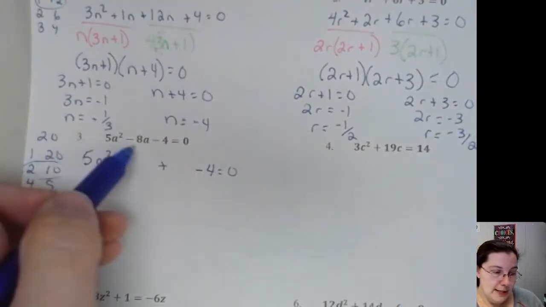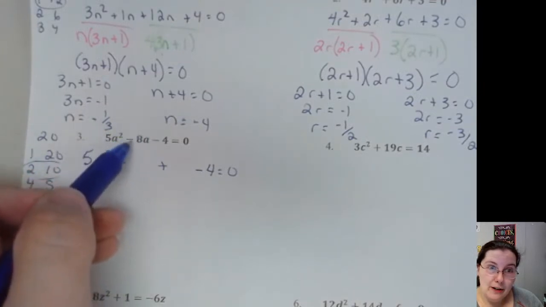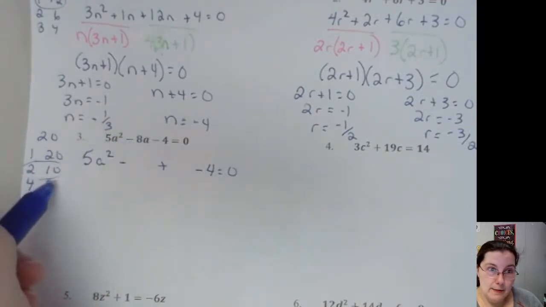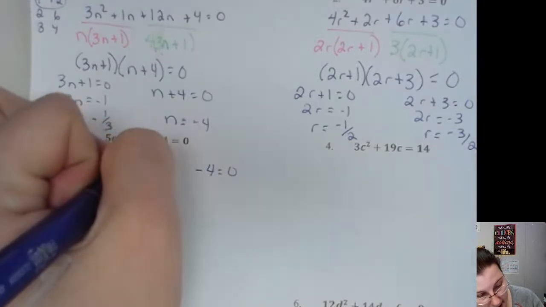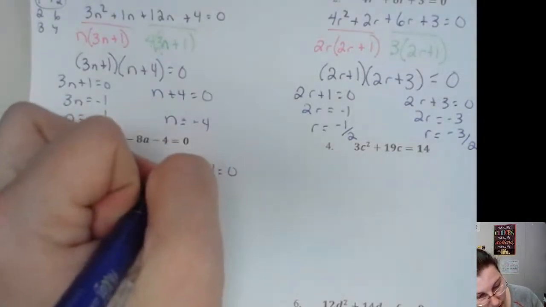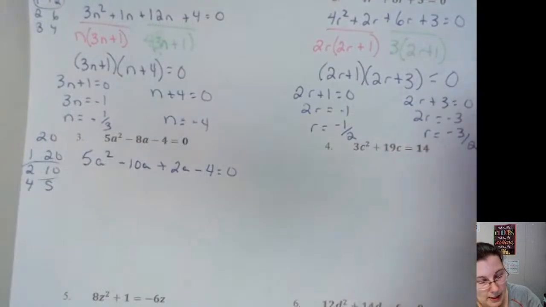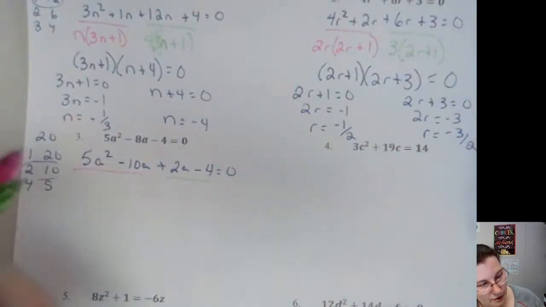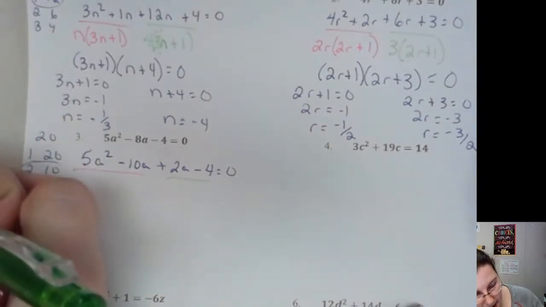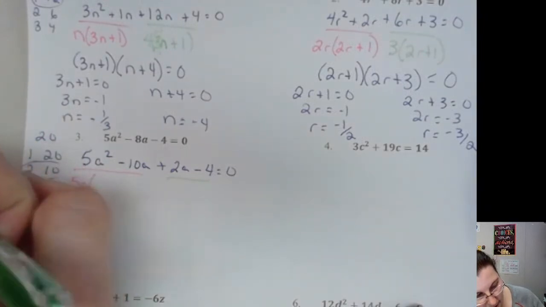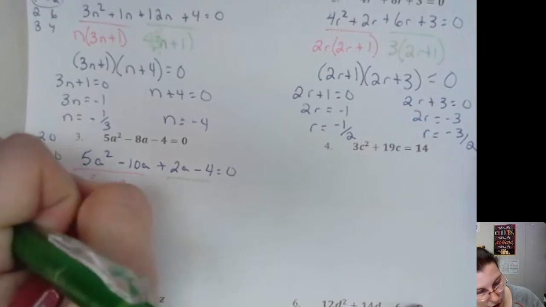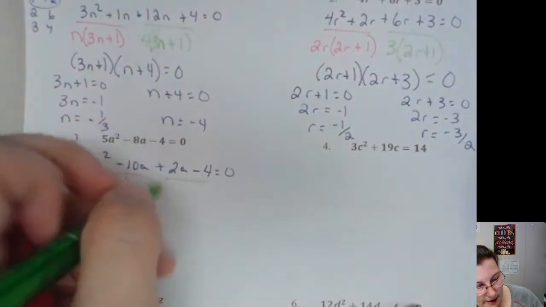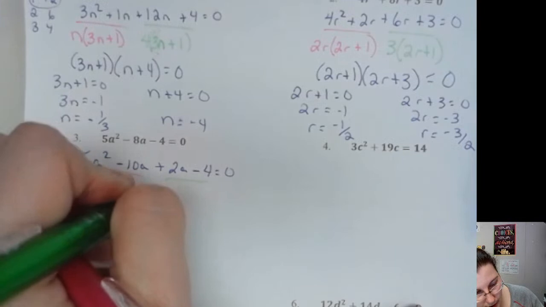So to get a negative 8, I know that my greater factor has to be the negative. In this case, my greater factor is 10, so minus 10a and plus 2a. And so when we do this, again, we're going to split and factor. So 5a squared minus 10a, my greatest common factor is going to be 5a, which leaves me with just a minus 2.